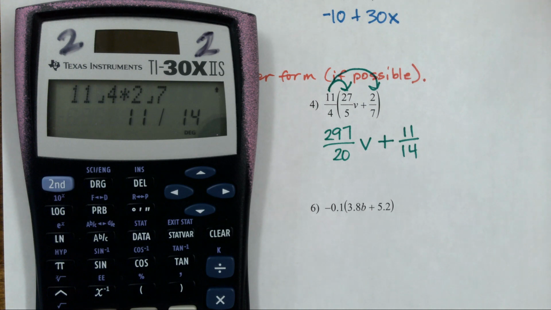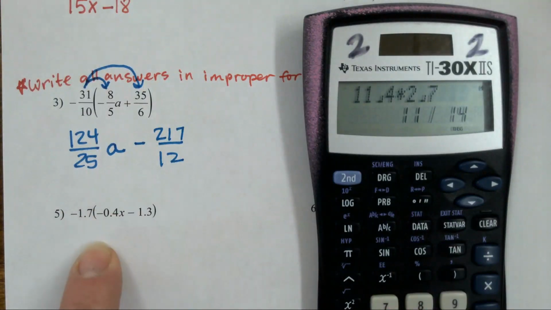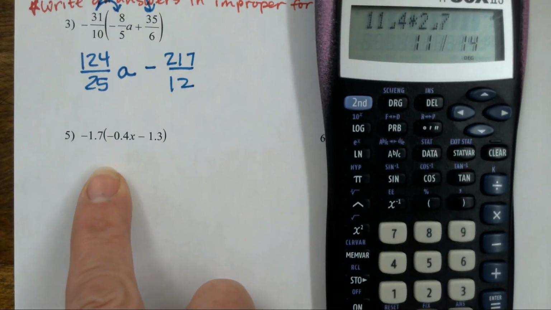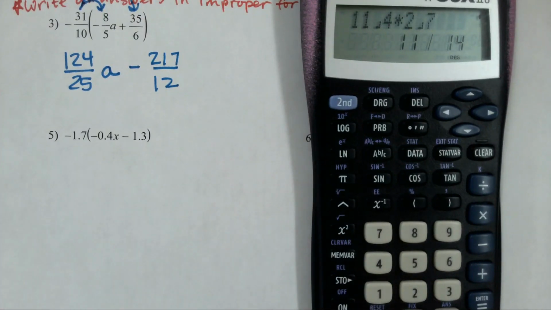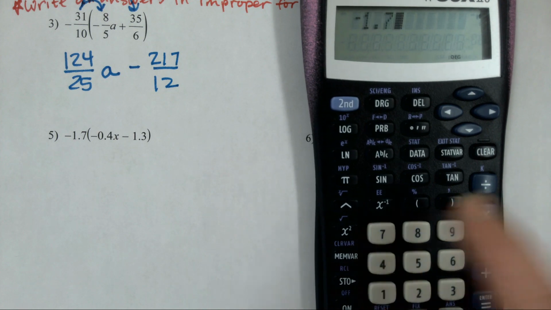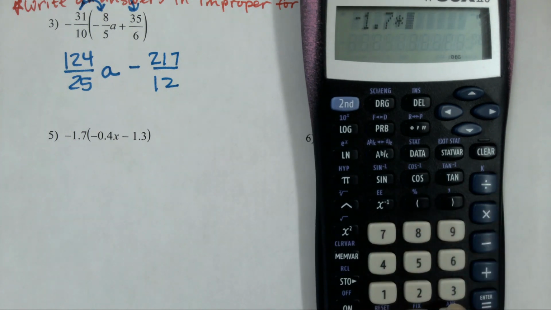The last few examples are with decimals. And just a reminder that it'll work the same with decimals. These are all real numbers, things that we work with. The rules of what we're doing do not change. It just is going to look a little funny because we have those decimals. So I can just, again, use my calculator. Negative 1.7 times negative 0.4.